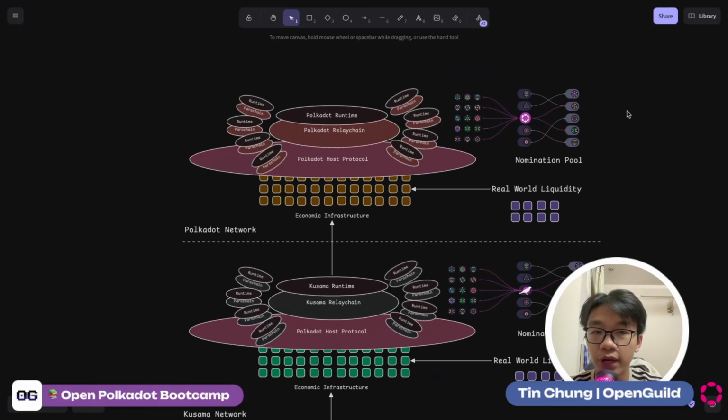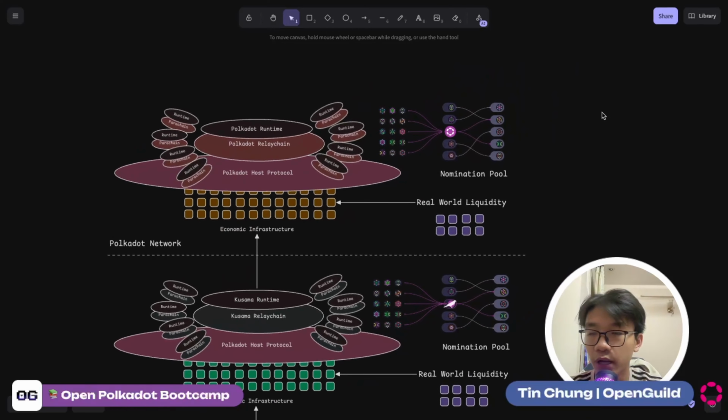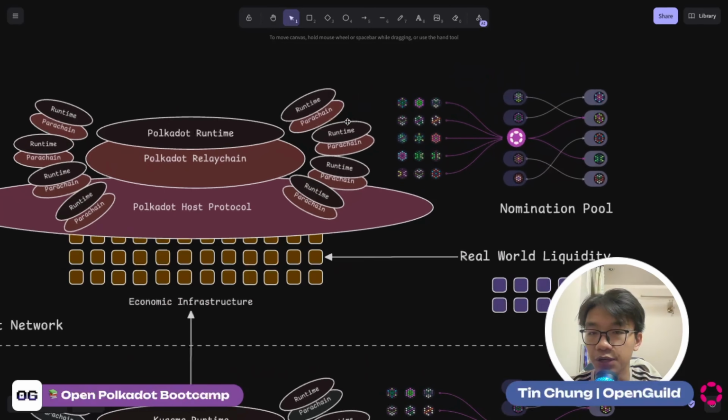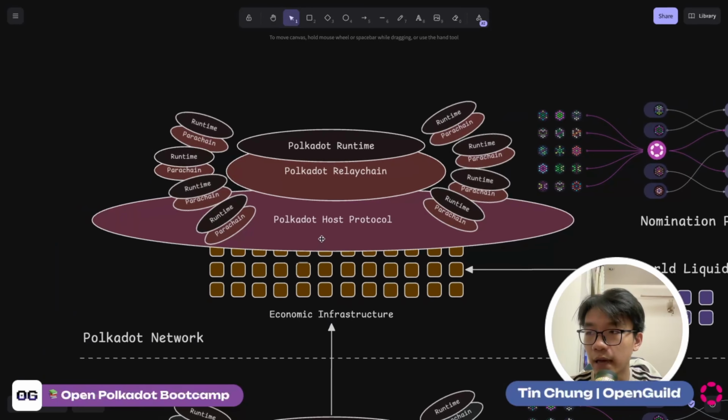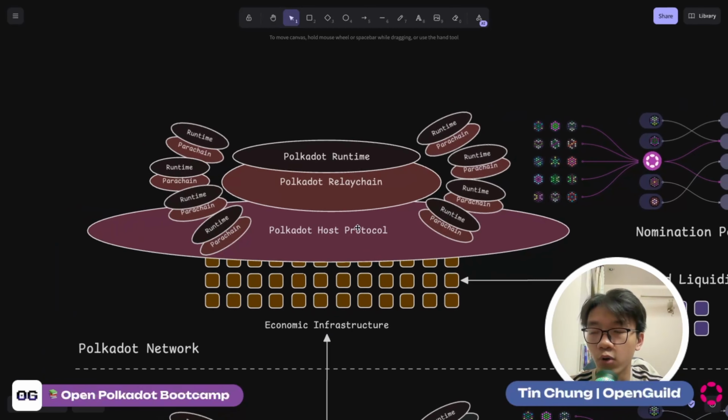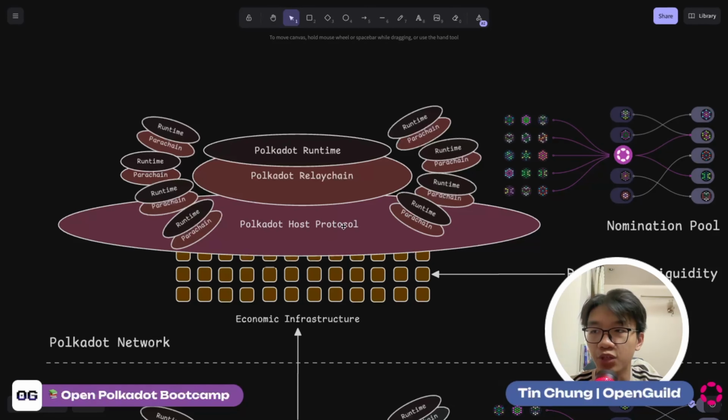And right here, I'm ready to draw some diagrams in Excalidraw for you guys to understand it easier. Here we have our Polkadot network. The underlying protocol is called the Polkadot host protocol, which offers all the functionality and all the core protocol components to manage the parachains. We have the Polkadot relay chain sitting on top of the Polkadot host protocol, and all the parachains that connect to the Polkadot relay chain also sit on top of the Polkadot host protocol.